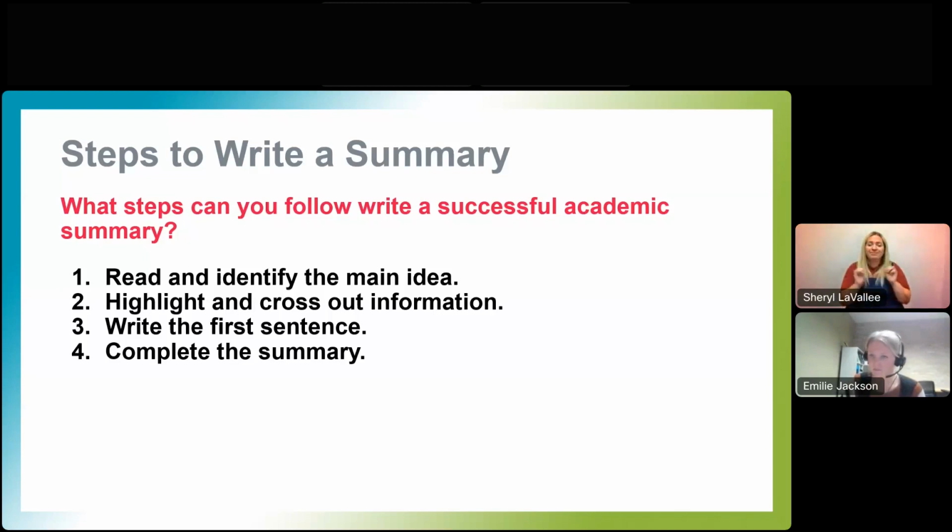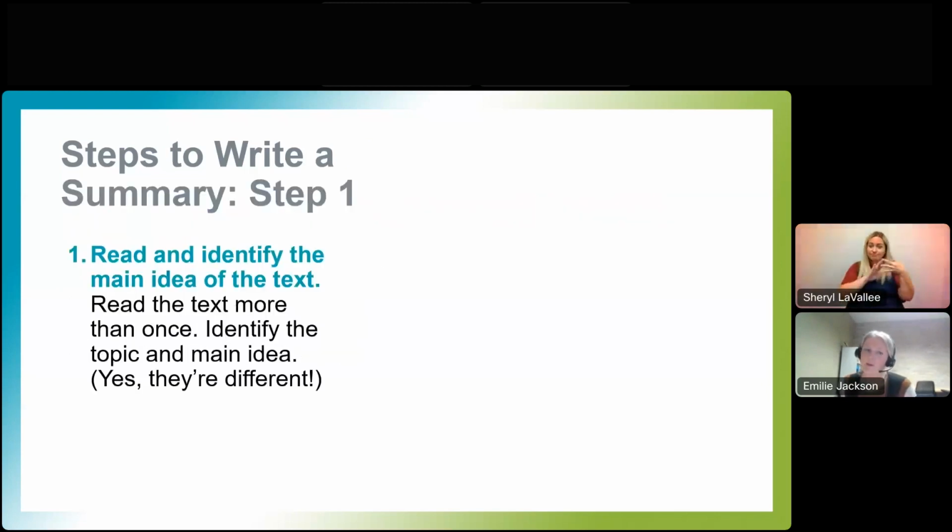All right, so let's go through these steps and look at an example. So first, reading and identifying the main idea of the text. As I said, it's very important to make sure you understand this. So you may have to read it more than once. You may need to have some sort of dictionary or Google open so you can be learning new vocabulary that's necessary to understand the work.